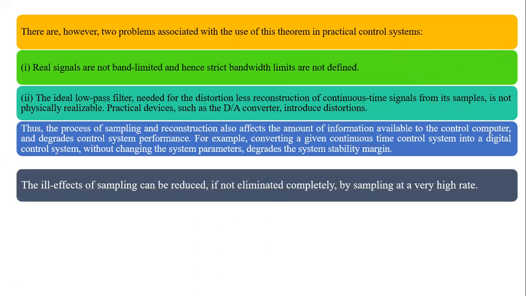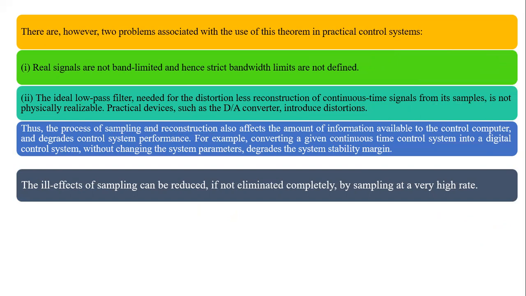Now, these ill effects mean the signals are not band limited, signals do not have the perfect bandwidth, a low pass filter is required, and the exact reconstruction of the continuous time signal is not easy. So all these ill effects can be reduced, but they cannot be eliminated completely. They will exist in the system. We can reduce them. How can we reduce them?